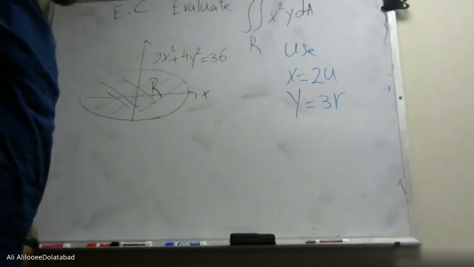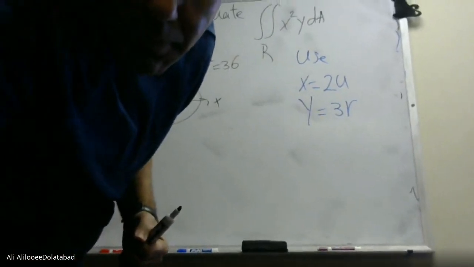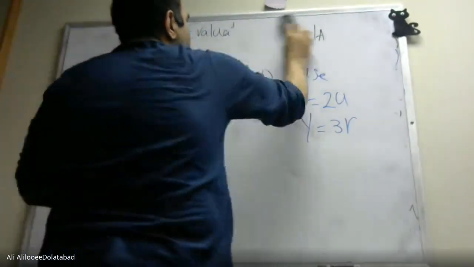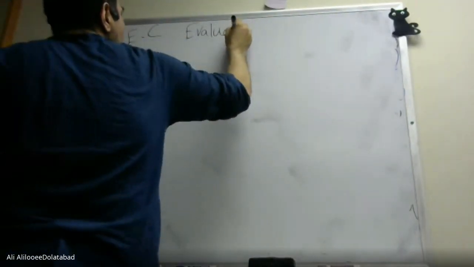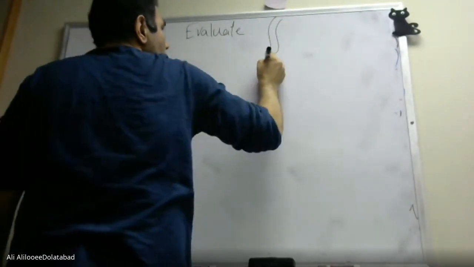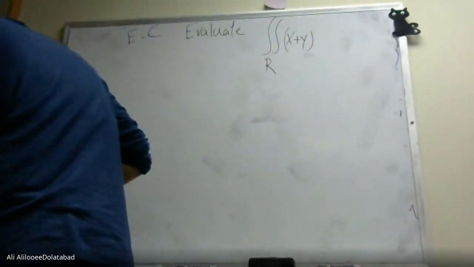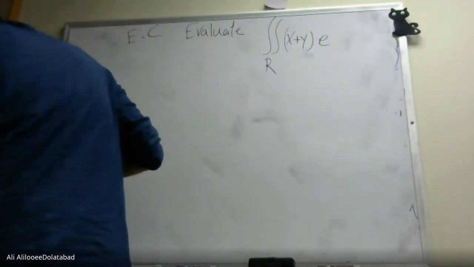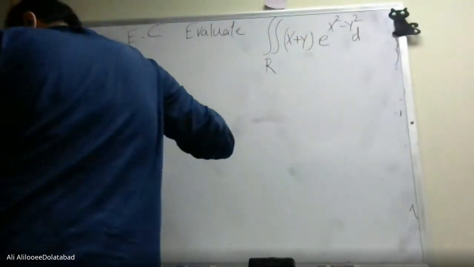Okay. So, guys, can I erase here to write one more question? Okay, I want to use this theorem for another question. Then evaluate this time this integral on R, x plus y times e to the power of x squared minus y squared dA.